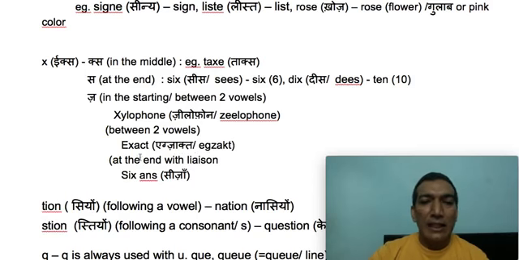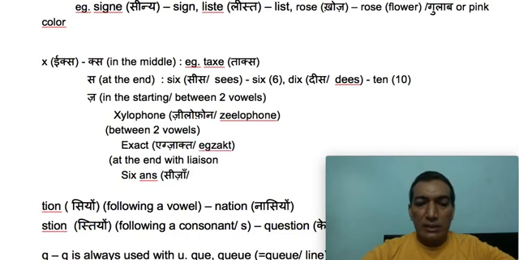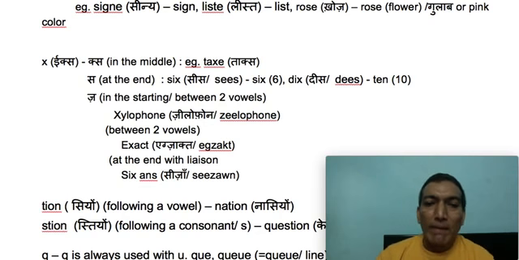Exact, at the end with the liaison. So as I said, the word six is pronounced as sis, but whenever there is a liaison, that means it is linked with the next word, then it becomes z, as in six ans. Okay. So it is not sis but siz, z, okay.